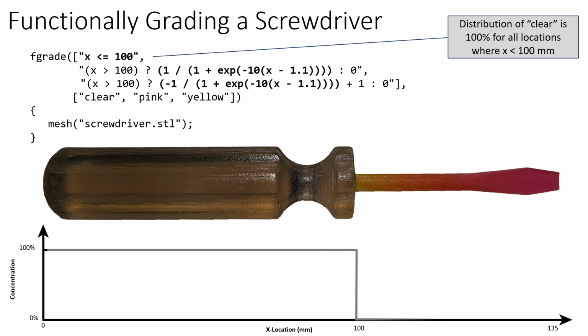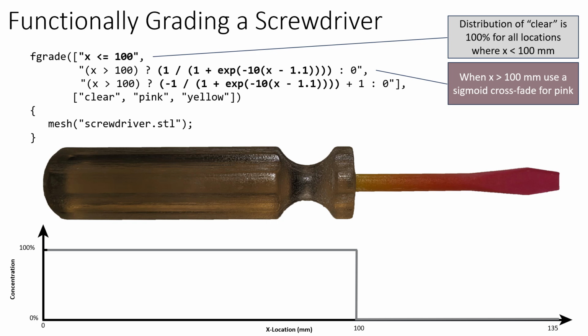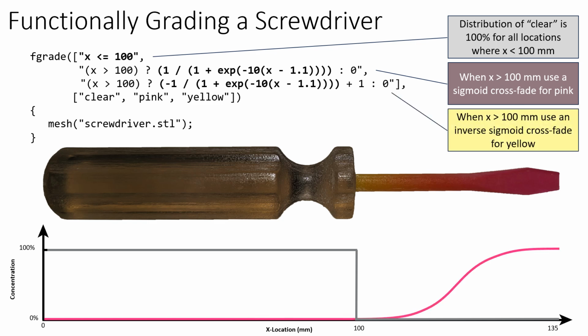If we plot that on the graph, it's going to look something like this. Moving down, now we want a crossfade. When x is greater than 100 millimeters, we want to use a sigmoid function. That's what you see there. The question mark in this expression is just a ternary operator that's saying if x is greater than 100, then run what's between the parentheses on the right, colon, otherwise return 0. And then if we plot that, you can see we get that sigmoid function starting at 100.